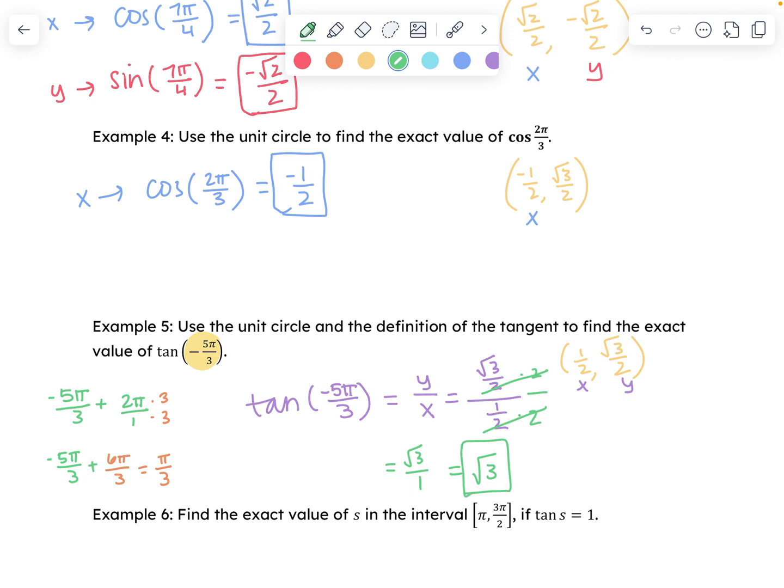So if you have an angle that's not in your unit circle, just add 2 pi if it's a negative angle, or subtract 2 pi if it's a bigger positive angle, until you get to something that is in the unit circle.